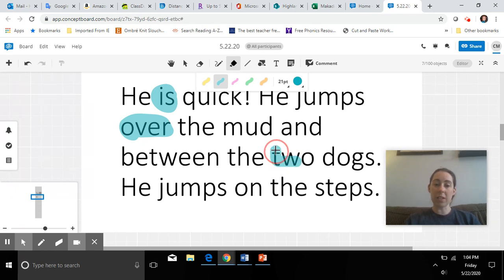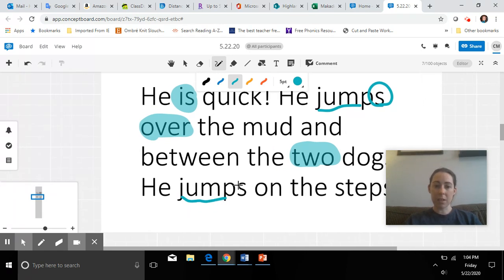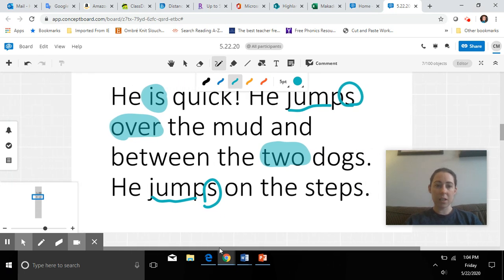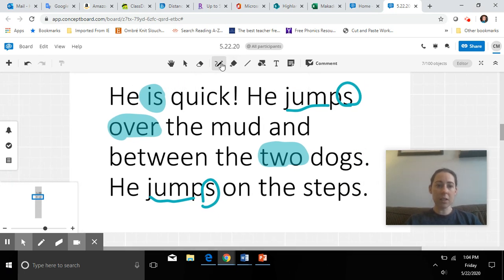Ooh, this trick word says two, like the number 2. Okay. Do you see another word? We practiced this one on the first page. Jump becomes jumps. I see it again down here. Jump becomes jumps. Good. Okay, now let's take a look.